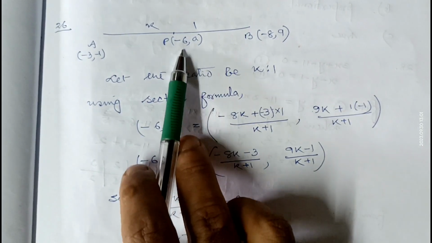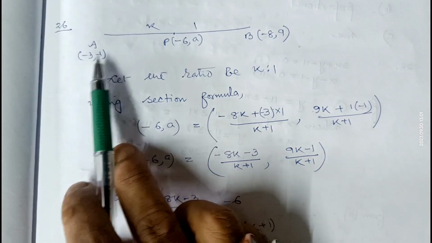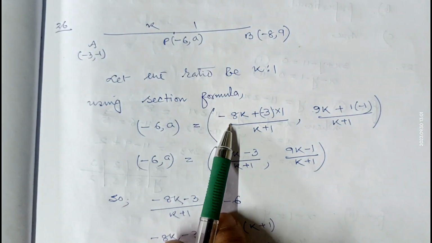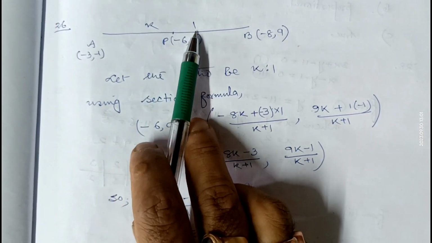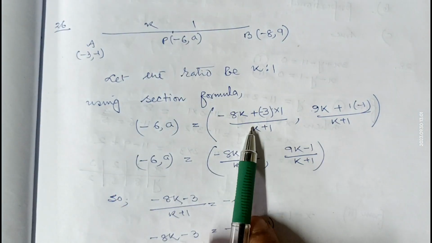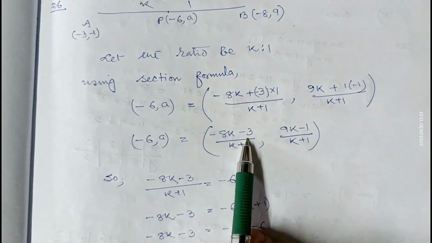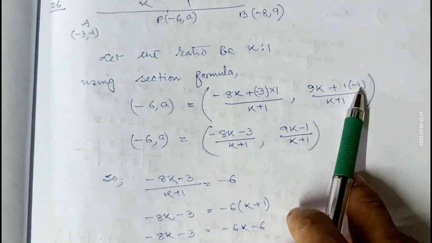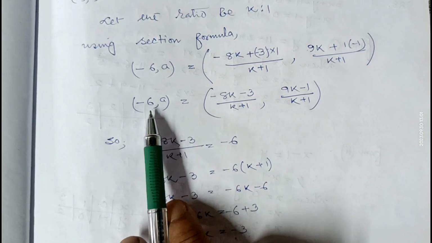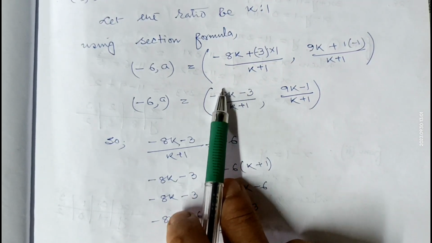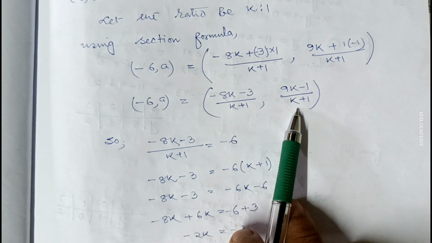So by section formula, (-6, a) will be (-8 into k plus -3 into 1) divided by (k plus 1). For the y part it will be (k into 9 plus 1 into -1) divided by (k plus 1). So (-6, a) equals ((-8k - 3)/(k + 1), (9k - 1)/(k + 1)). Now if we separately compare, -6 equals (-8k - 3)/(k + 1) and a equals (9k - 1)/(k + 1).